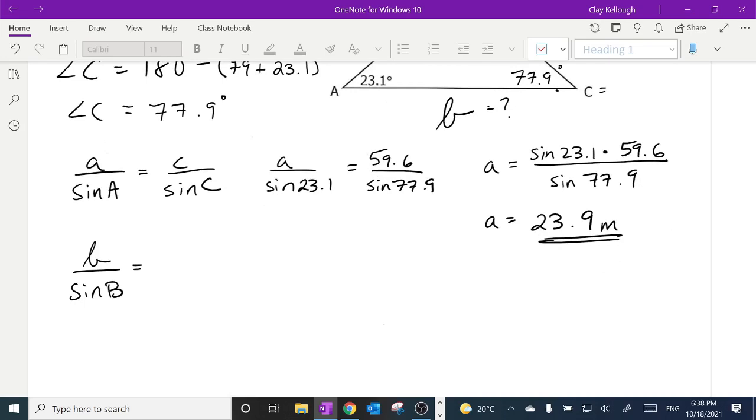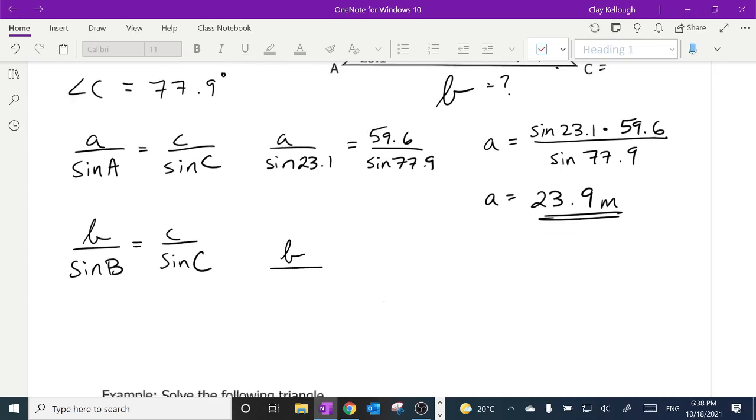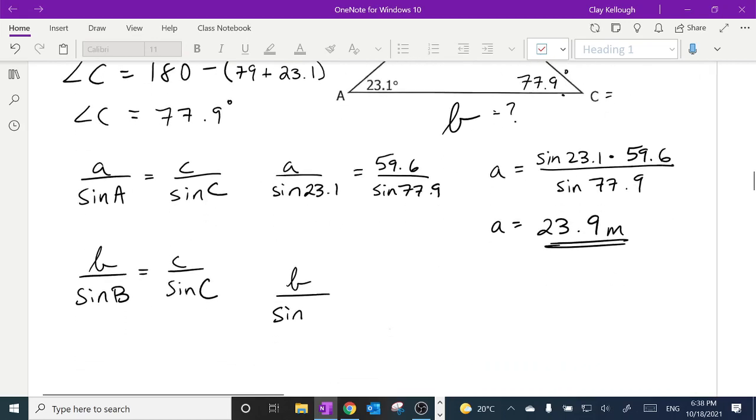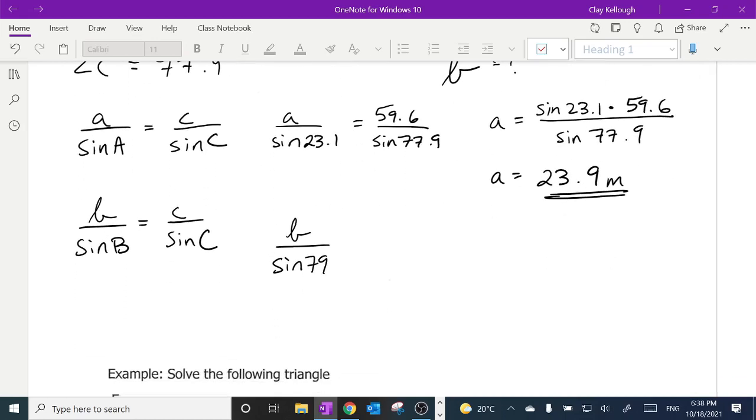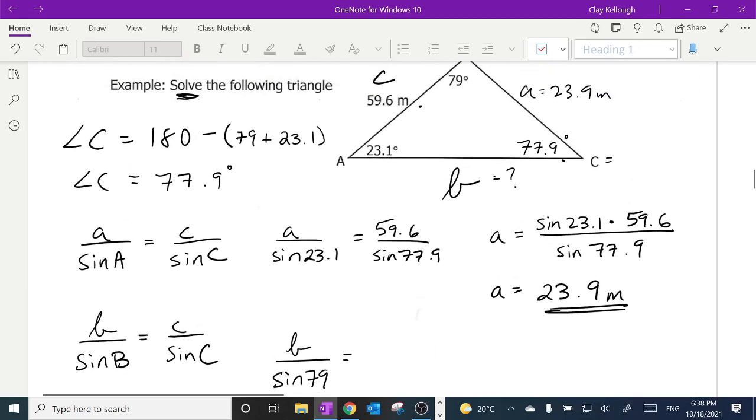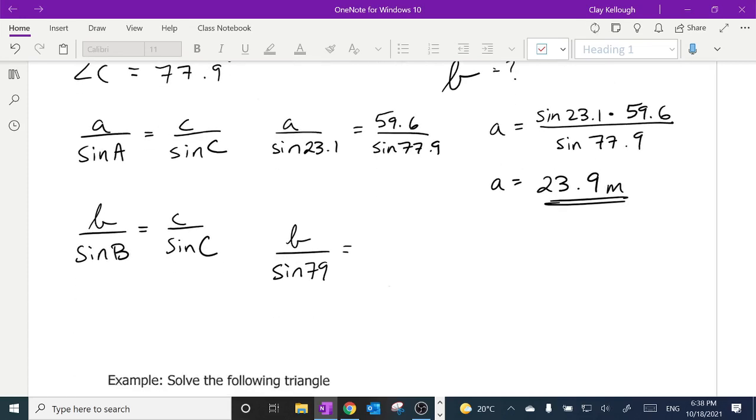And again, I'm going to use the c over sine c, because that was the first thing I figured out. I could use a over sine a if I wanted to. And then I'm going to plug in my numbers. So b over the sine of, what was angle b again? It's kind of off my screen, 79 equals c. Let's see, 59.6. Oh, I guess I could just look up there. Duh, sorry. Sine of 77.9.